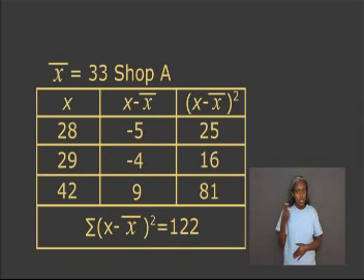Using 33 as the value for the mean, we can find the deviation of x from the mean and the square of the deviation. The sum of the squared deviations is 122.